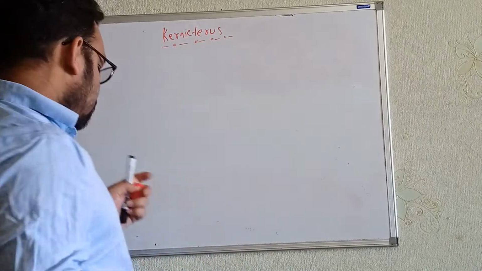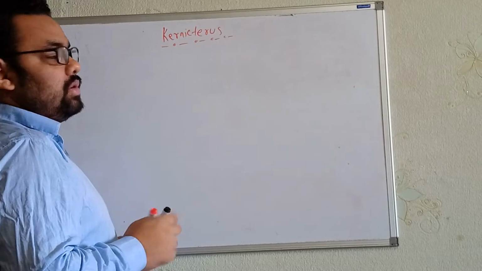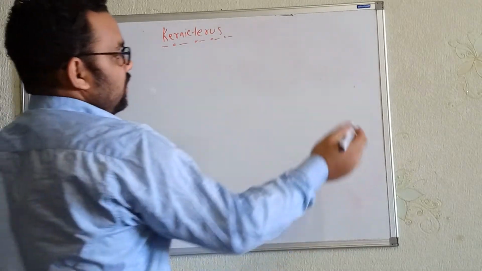Now, what is kernicterus? Before that, I already said in the first video on jaundice how bilirubin is formed in the body. Let's have a very rapid recap of that.